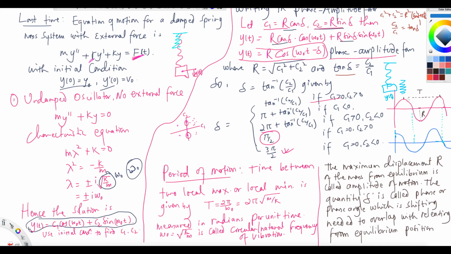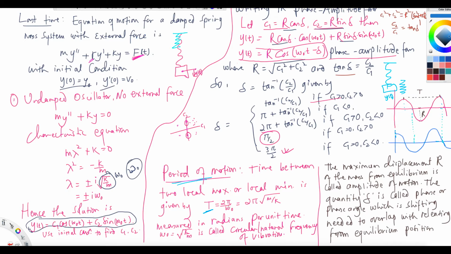So this is what the plot looks like. Since there is no damping, the object keeps moving, oscillating with the same height. The distance between the two highest local points or the two lowest local points is called the period of the motion. We denote it by T, and it is given by 2 pi over omega 0.